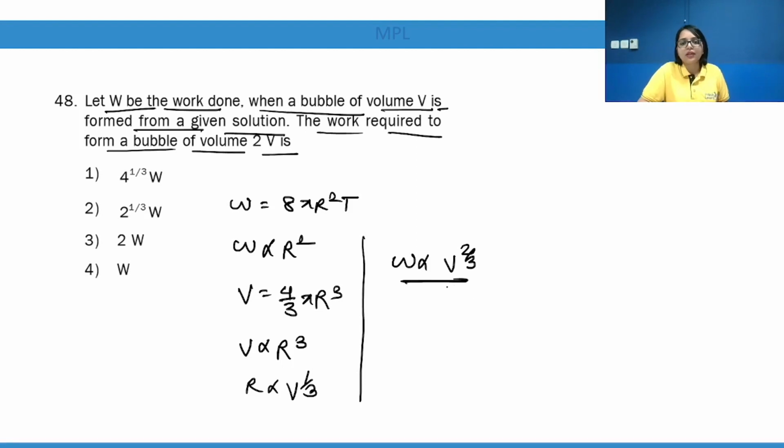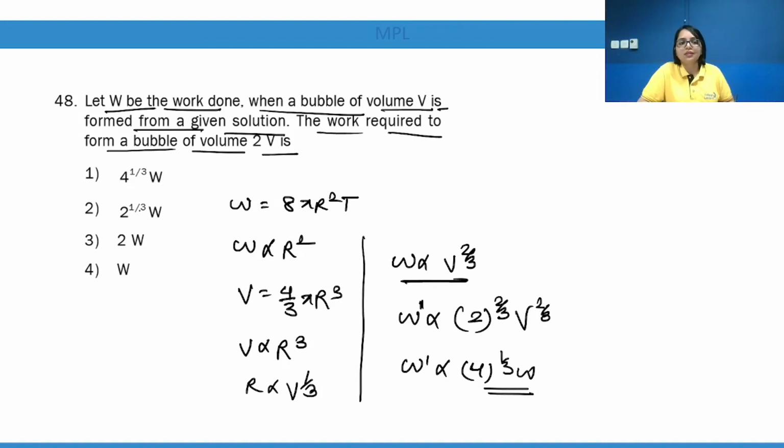Fine, right? So if you are increasing the volume from V to 2V, work done will be directly proportional to 2 to the power 2 by 3, hai na, into V to the power 2 by 3. So V to the power 2 by 3 is the initial work done. So final work done W dash will be 4 to the power 1 by 3 into W. So correct answer will be option 1.